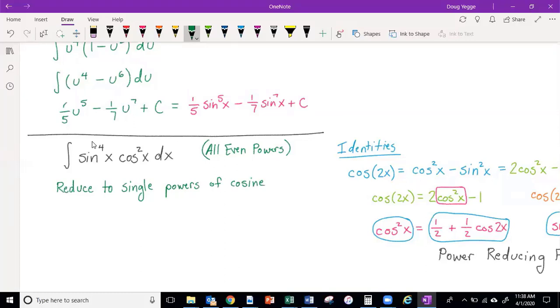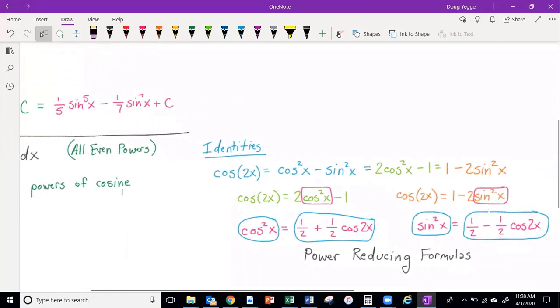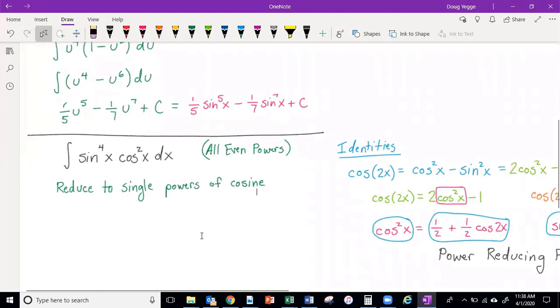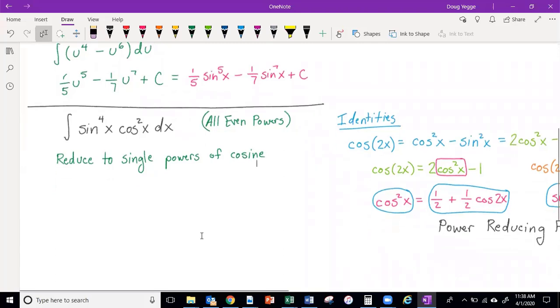And if you don't recognize why we would turn to single powers of cosine, let's look over here. Notice how cosine squared x can be rewritten in terms of a single power of cosine. Sine squared x can also be written as a single power of cosine. And so we're going to convert all of the sines and cosines into single powers of cosine. So we can go ahead and start doing this. A lot of this is just a bit of algebra before we start doing anything.